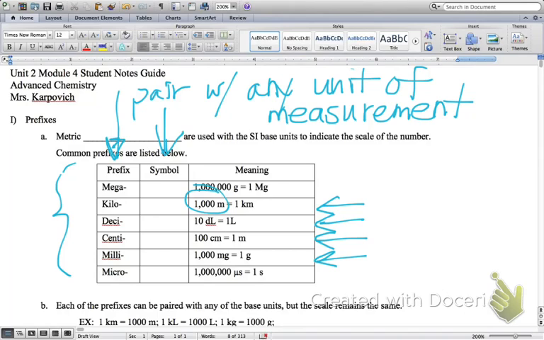The last thing I want to mention about this table is that this particular table does not contain all of the prefixes that can be paired with a unit of measurement. This is only 6 different prefixes that can be used, so this is not an exclusive table. There are other prefixes such as nano and giga, those types of things, but we don't see those come up a lot in chemistry, and so I simply did not put them here in the table. But just know that they exist, okay?